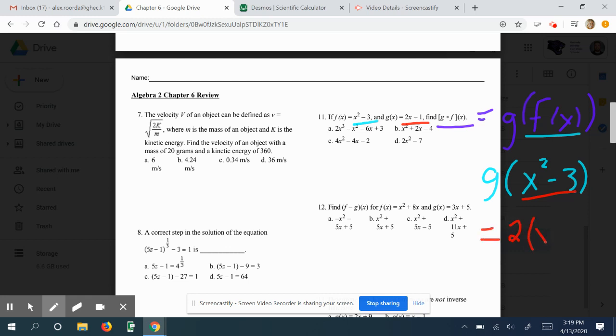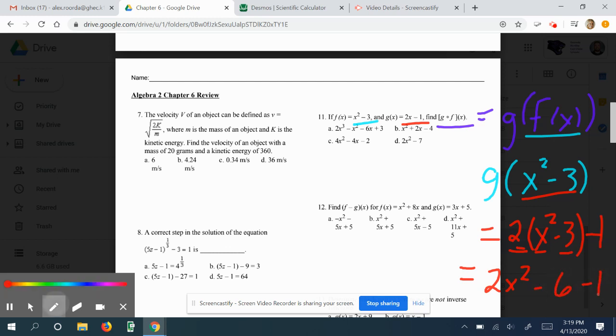2 times x squared minus 3 and then minus 1, right? So simplifying it, 2 times x squared would be 2x squared. 2 times minus 3 would be minus 6, and then minus 1. Now we can combine our like terms, which would be minus 6 and minus 1, and our correct answer would be 2x squared minus 7. So hopefully you got that one right to start us off today.